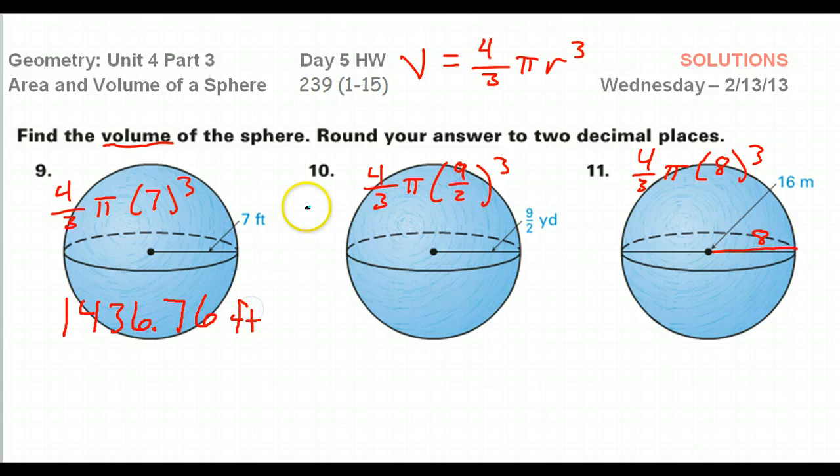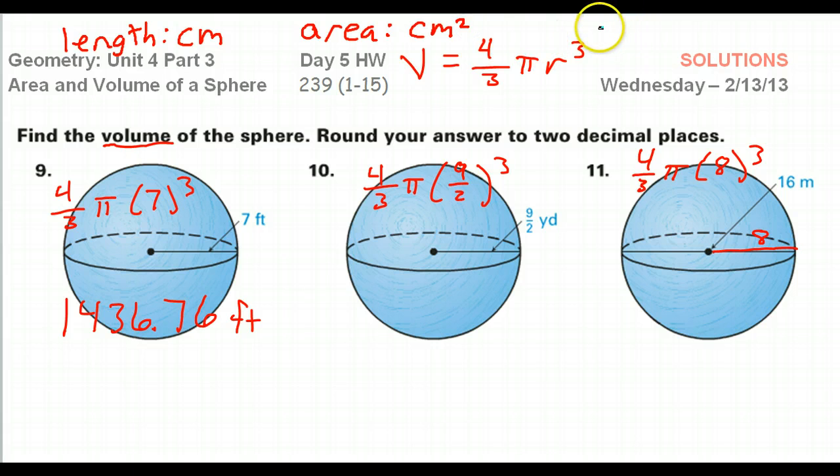0.76 feet. Now, we have seen that length is always regular units, right? So if I have length, then the units would be like, for example, centimeters. If I do area, then the units would be square units, so centimeters squared. If I do volume, then volume is measured in tiny little cubes, and that would be written this way, cubic centimeters. So in this case, this is feet, but it's volume, so it's cubic feet.